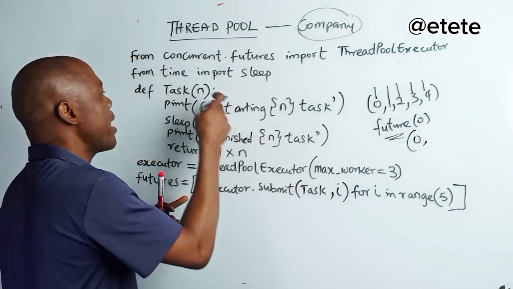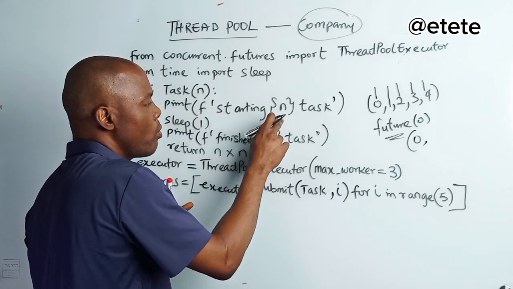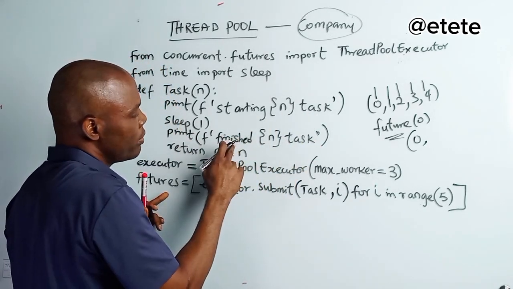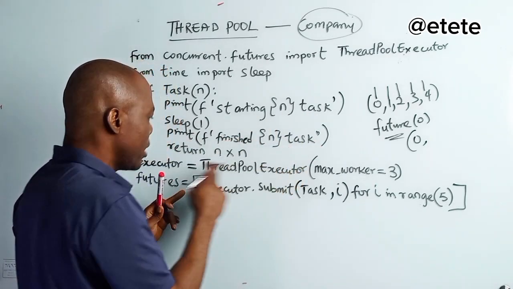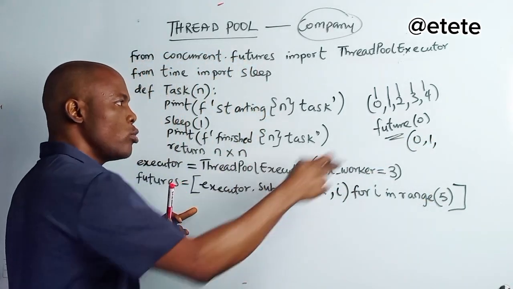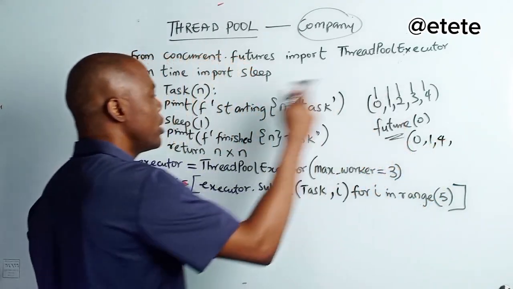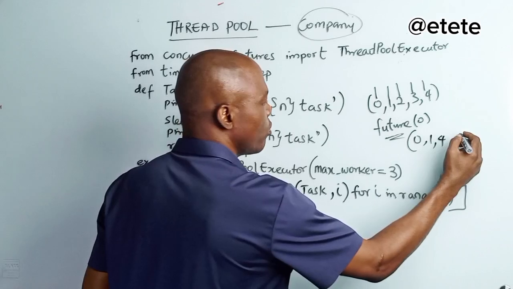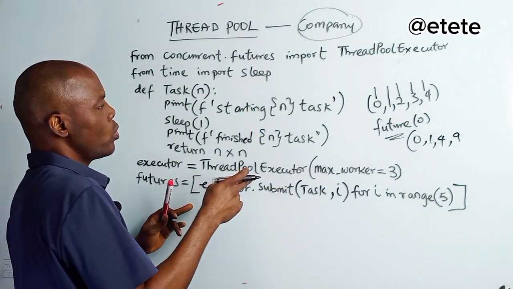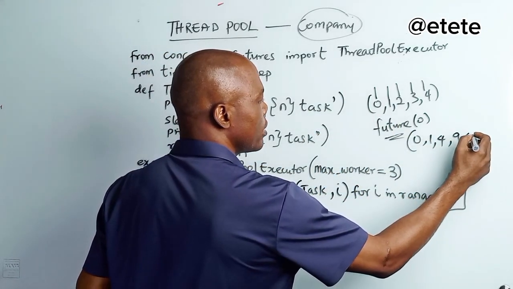Then 1 will be supplied to this place and it will go starting 1 task. Then it will sleep for 1 second and then it will print finishing 1 task. Then it will return 1 times 1, which is what? 1. Then it will do 2. It will return 2 times 2, which is what? 4. It will do 3. Then it will return 3 times 3, which is what? 9. Then it will do 4. Then it will return 4 times 4, which is what? 16.